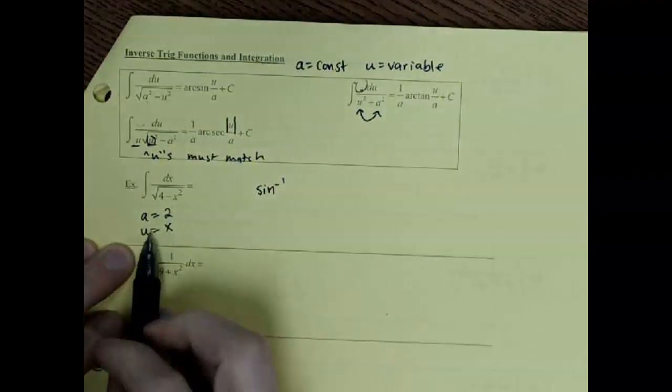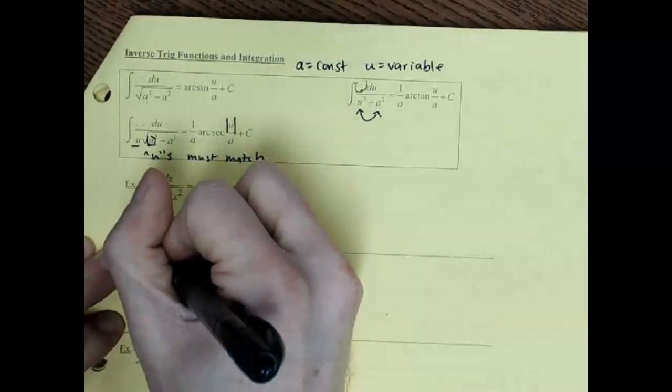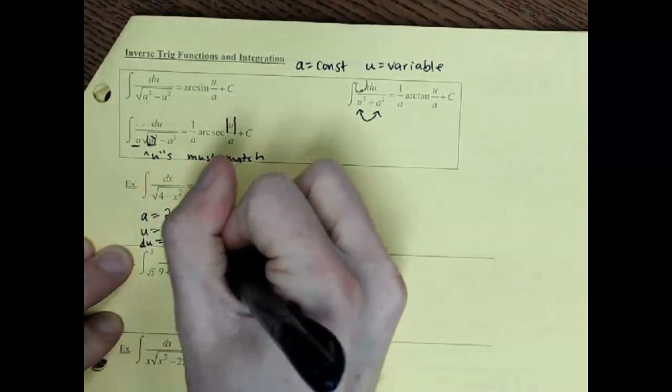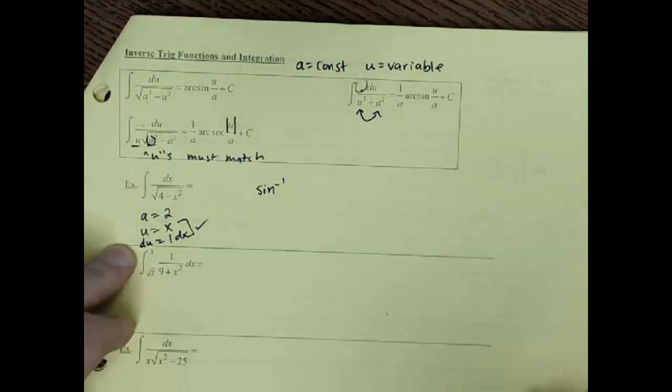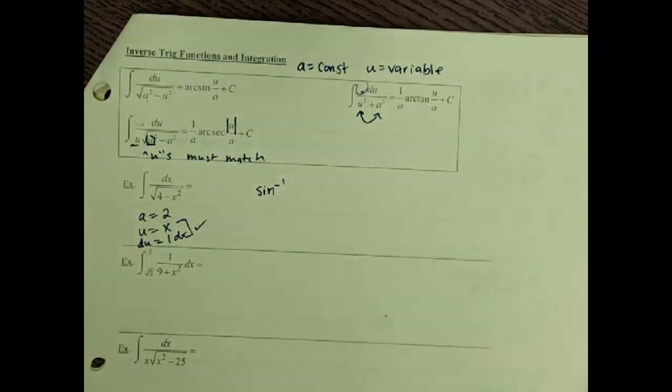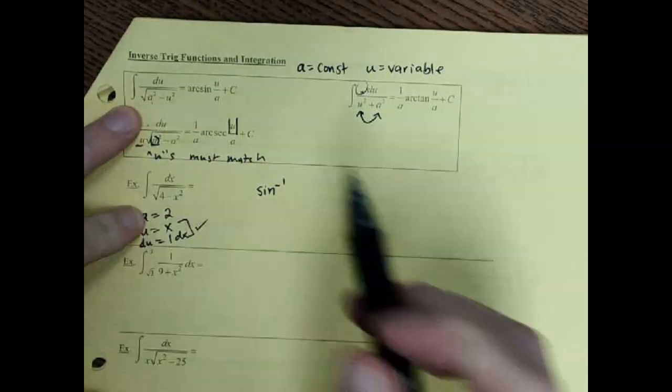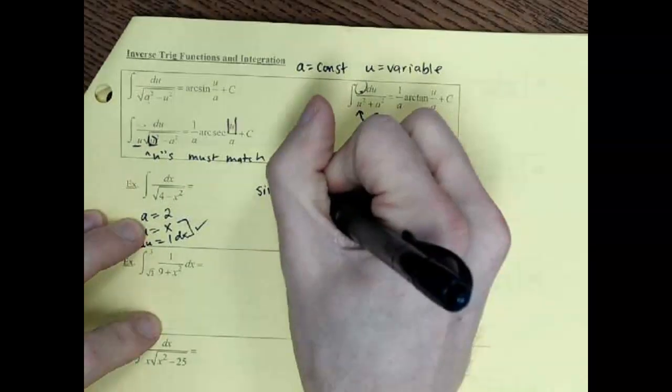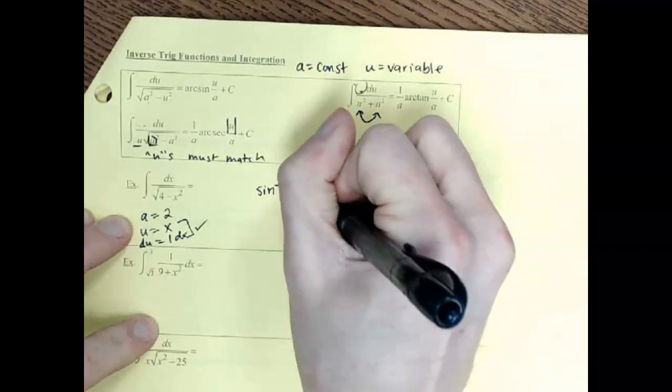Since the u is x, that means the derivative du would be 1 dx, right? If the u is x, you don't have to worry about u sub because the derivative is just 1. You're good. So here we go. Does sine inverse need the 1 over a? No, it does not. And it's always u over a for the argument.